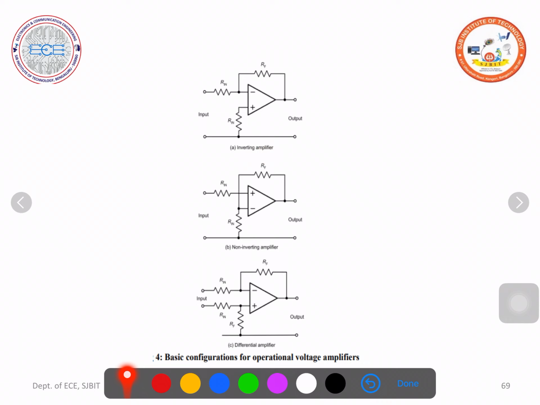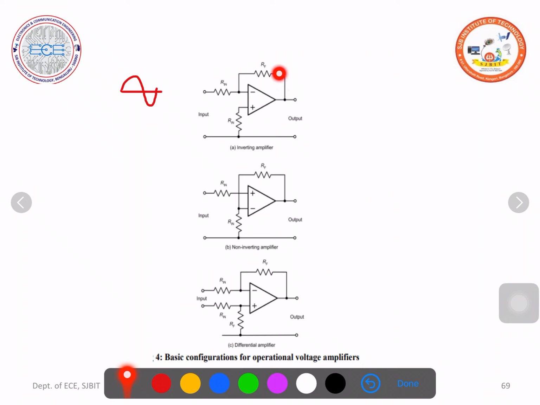Let us see the circuit. This is a symbol of the operational amplifier: inverting input terminal, non-inverting input terminal. To the inverting input terminal, we are applying the input with respect to the ground, with respect to the common terminal. Suppose this is the input voltage waveform, which is applied to the inverting input terminal through a resistance, here written as Rn. The non-inverting input terminal is grounded through a resistance Rn.